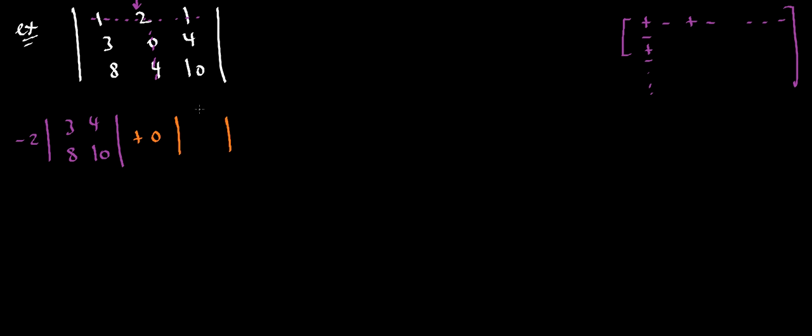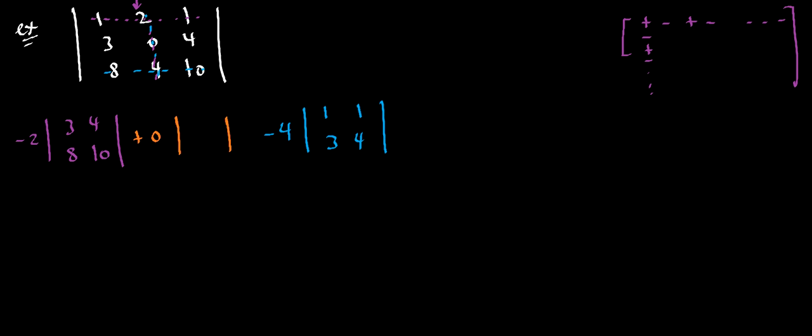Alright, so I move on to the third entry, which is going to be 4, and 4 is going to have, well, this is negative, positive, negative, so it's going to be -4. You hide the row of the entry, the column of the entry, and you end up with 1, 1, 3, 4.